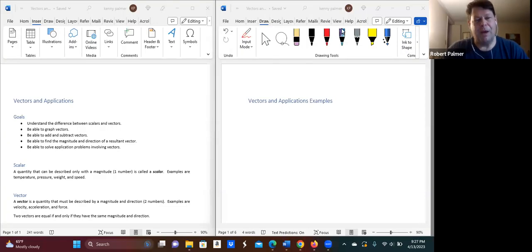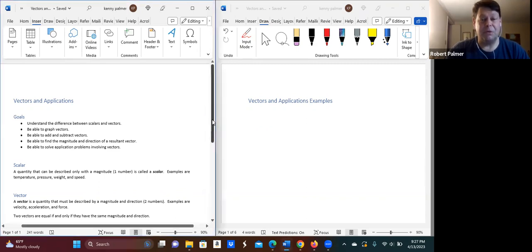Hello, everyone. Welcome back. Today, we want to talk about vectors, learn what they are, and also talk about some applications of them. So our goals are to understand the difference between scalars and vectors. We'll explain what both those terms mean. We'll learn to graph vectors and subtract them, and also find what's called the magnitude and direction, then build some application problems involving vectors.